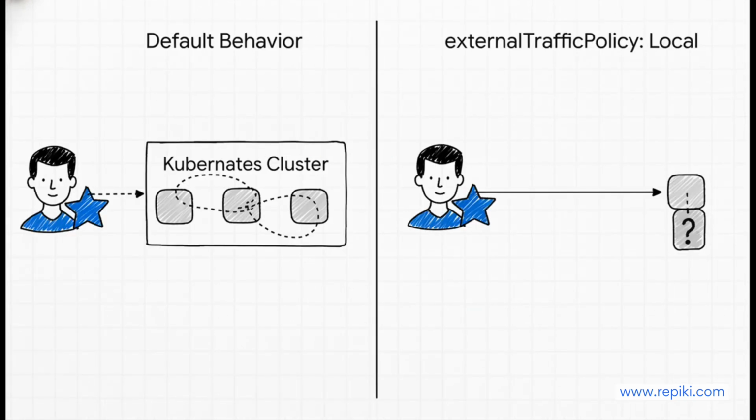And to fix that source IP problem, you just add one field to your service: external traffic policy, local. This is you explicitly telling Kubernetes, hey, stop doing that extra hop. Prioritize preserving the original client IP address. And just like that, your application gets its visibility back and can function correctly.